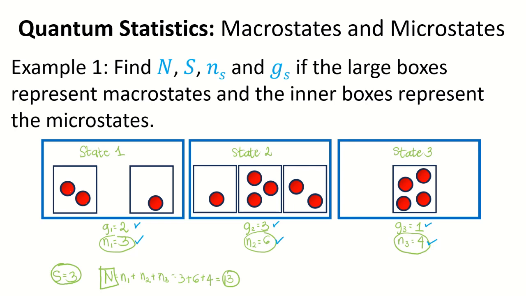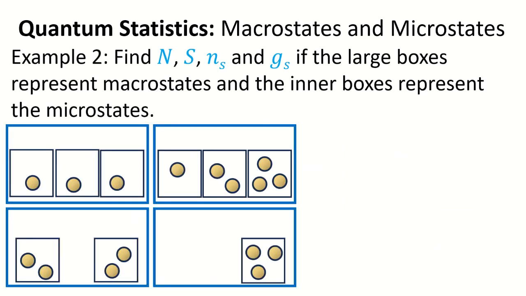Now let's move on to example number 2. We have the same problem, but we have a different set of boxes shown in the bottom of the page. The same thing, we have to assign each of the boxes their own macrostates. So let's say this is state 1. Next box is state 2. Next box is state 3. And the last box is state 4. Therefore, S, capital S, is equal to 4.